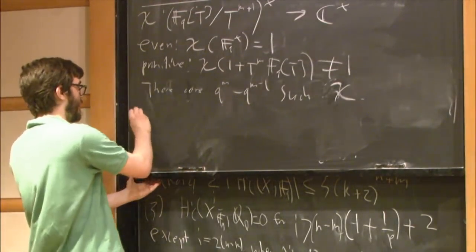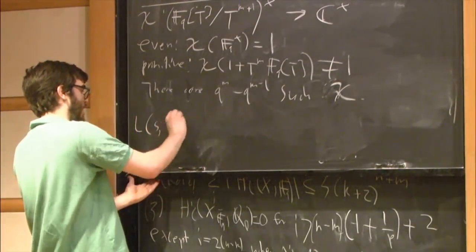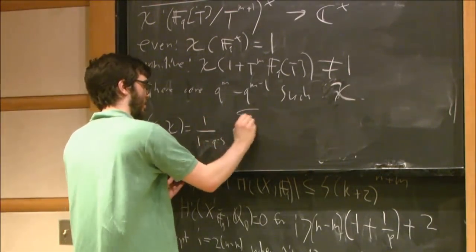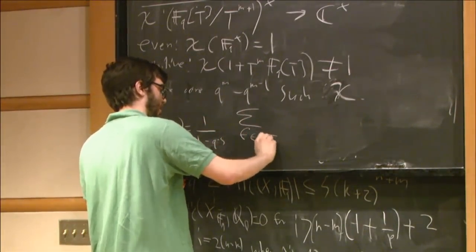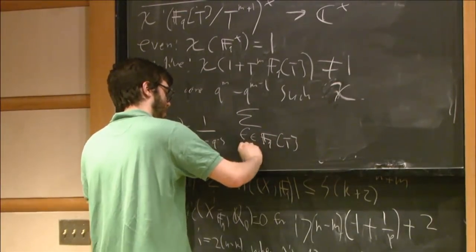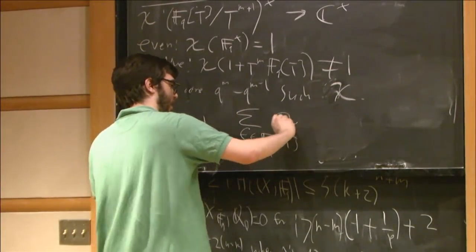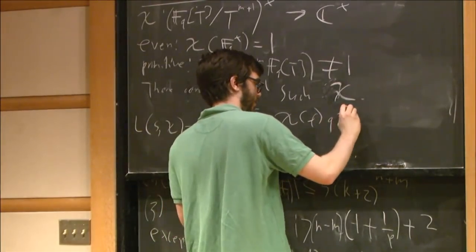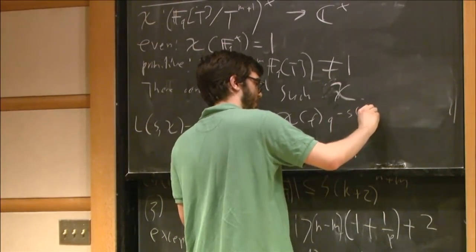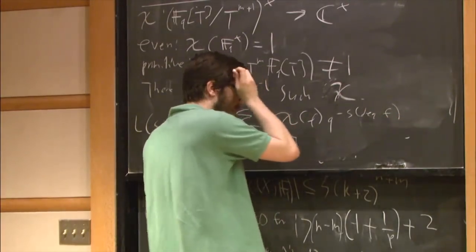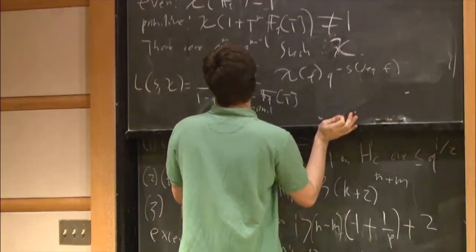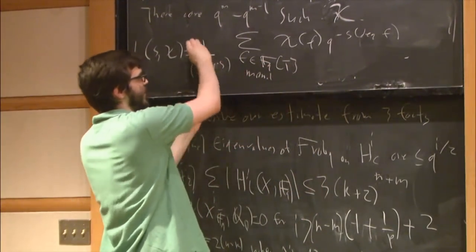So we can define the completed L function, L(s, chi), is equal to 1 over 1 minus q to the minus s, times the sum over f in F_q adjoin t monic of chi of f, q to the minus s times degree of f. And so this is the local factor at infinity.